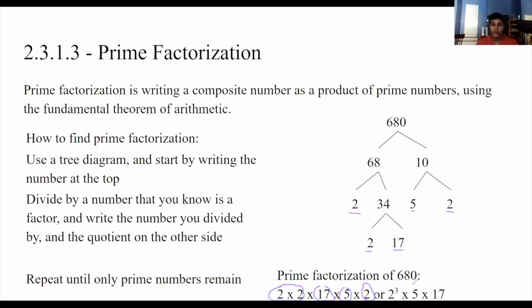So just to review, the way you find prime factorization is you write your number at the top and break it down into 2 factors that multiply by each other to get your number, and then keep breaking that down until you're only left with prime numbers at the bottom, and then you count up those prime numbers and put them in a prime factorization.